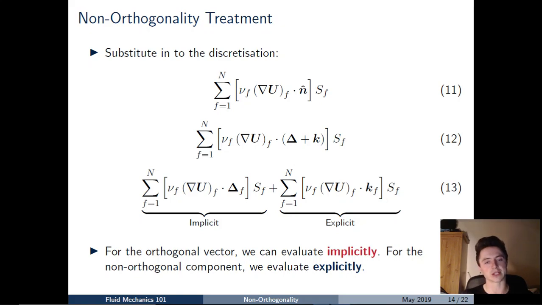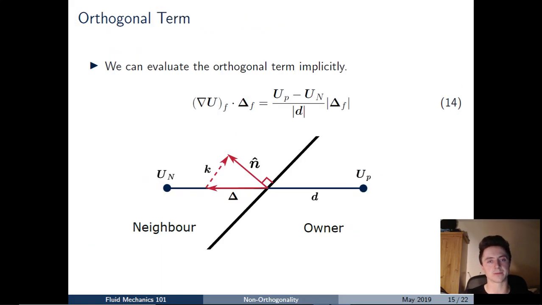So starting with that implicit term with the vector delta, we've already seen how to evaluate this because delta is parallel with the vector d between the two cell centroids. What we can do is say the gradient of the velocity vector dot product with delta is going to be the difference in the velocity at the two cell centroids divided by the magnitude of that vector d, so that's the distance, that's the grad u, and then multiplied by the magnitude of this vector delta, because they're both parallel with each other.